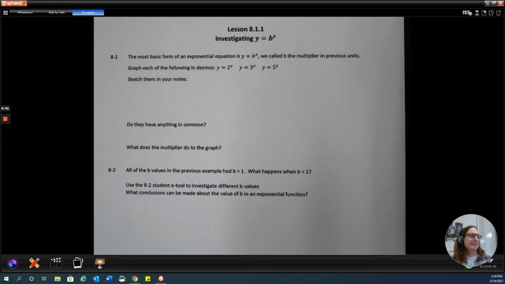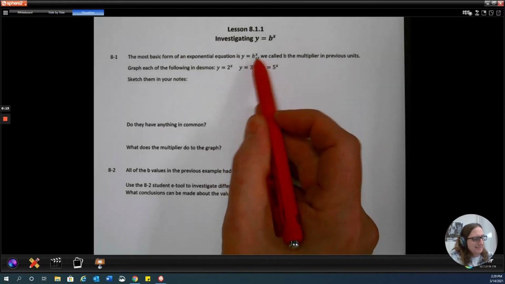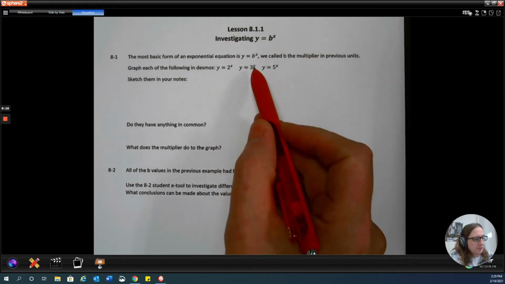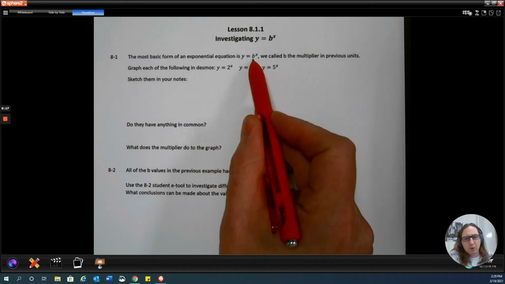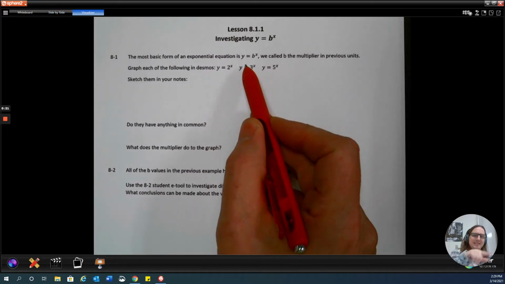All right, advanced math A, here we go. We got lesson 8.1.1, investigating y equals b to the x power. So the most basic form of an exponential equation is where we got y equals b to the x. And we've called it in previous units that b value, the multiplier, because remember an exponential function, we're multiplying to get to the next number.